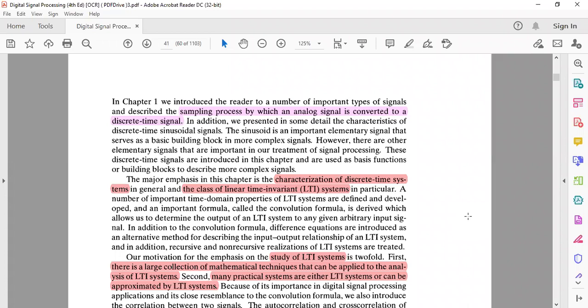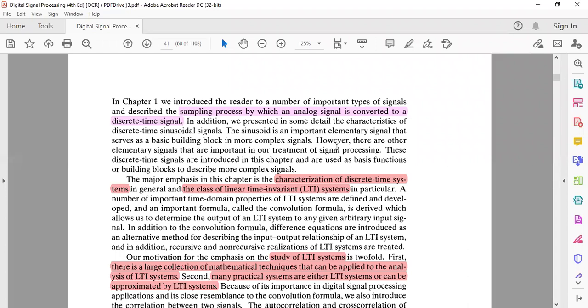So what is a discrete signal? We've said a discrete signal is a signal that is represented by values, where each value represents the value of your original signal at a given time interval.